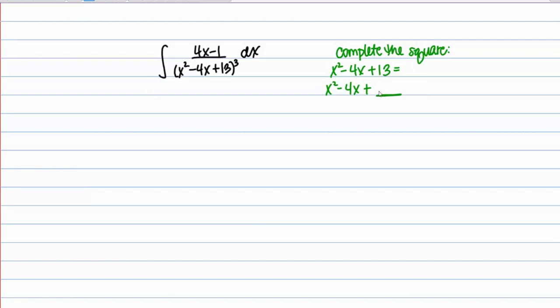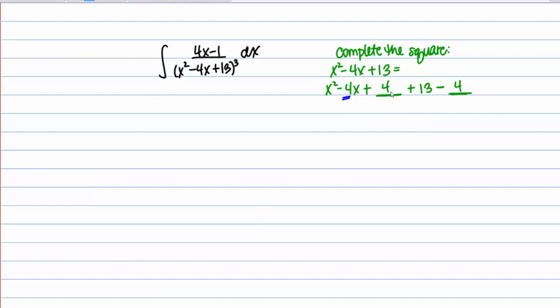So I'm going to insert a blank where I'm going to add some constant, but in order to not actually change the expression, I'm going to subtract that same value, whatever it may be. Now the way we find that special number is we look at the coefficient of the x term, which in my case is -4. We take that coefficient, divide it by 2, and then square the result. Here that gives me (-2) squared, which is 4. So 4 is my special number, so I'm going to add 4, and then subtract 4 as well so that I don't change anything.